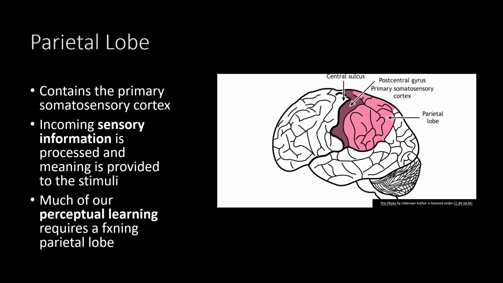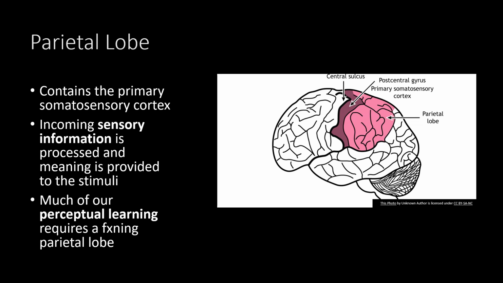So the central sulcus divides the frontal lobe and the parietal lobe at the top of the brain. And the motor portion sits in front of the central sulcus, and the sensory portion sits just behind the central sulcus in the parietal lobe. This part of the brain interprets incoming sensory information, processes it, and gives it meaning. And then it also contributes to perceptual learning. So being able to process our sensory input in the parietal lobe is how we put context to our learning.